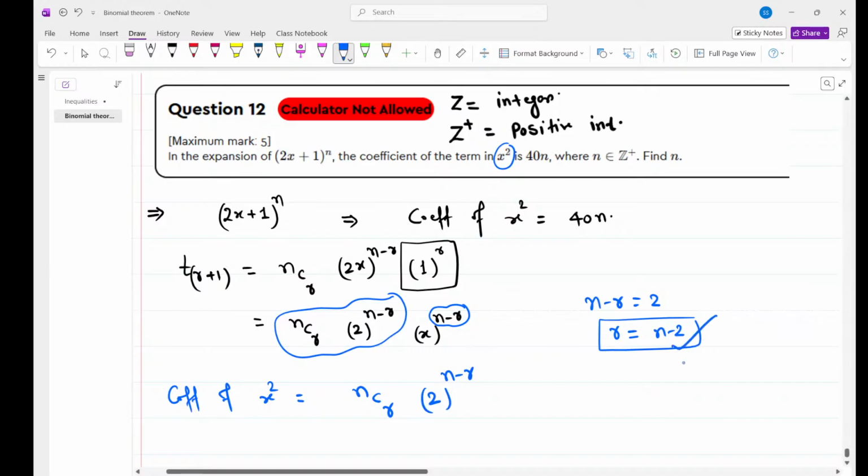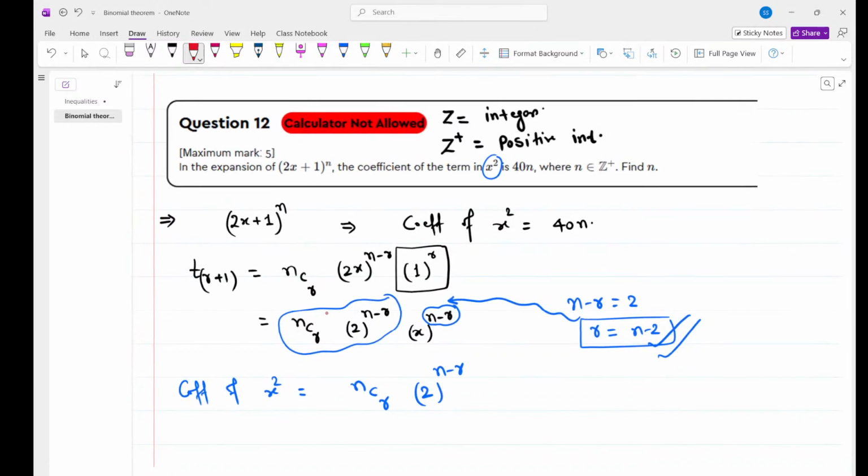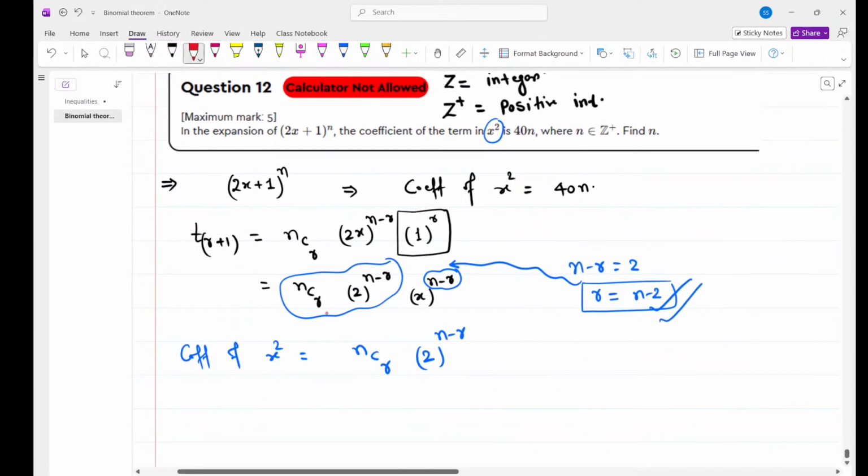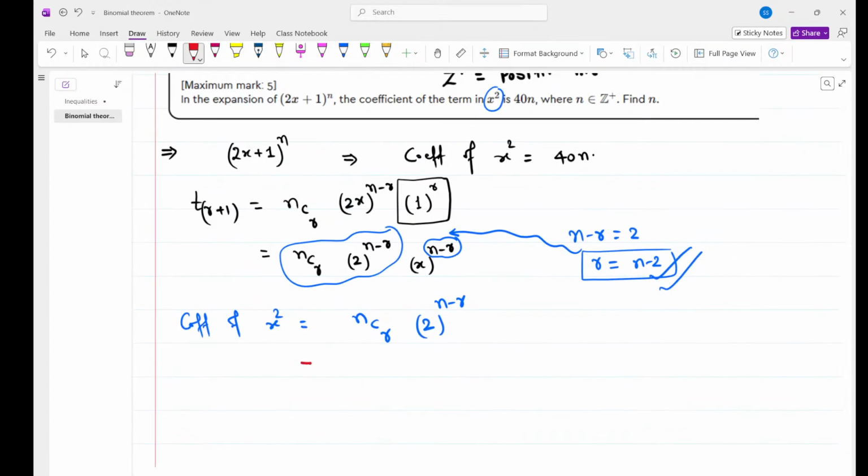If I substitute this r value everywhere in this expression, obviously the x term will have x raised to power 2, and the rest all becomes the coefficient of x square. So now I'm substituting this nCr, but in place of r I should put n minus 2.